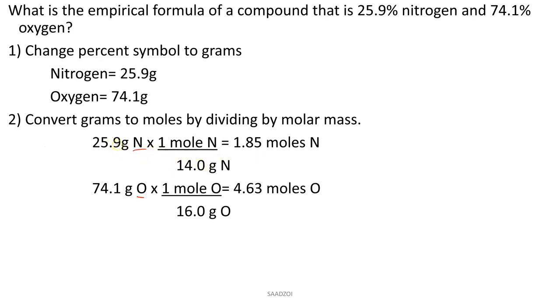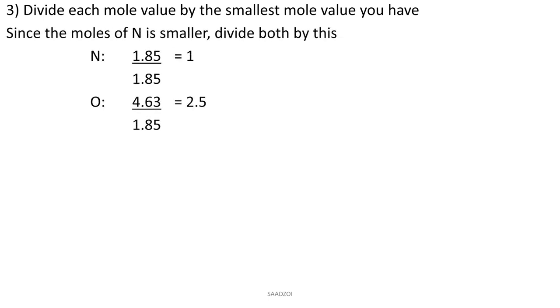So 25.9 divided by 14 gives you 1.85. This gives you 4.63. Which one is the smallest mole value? This. Divide both of these by that value. So when we divide 1.85 by 1.85, we just get 1, right? And if we divide 4.63 by 1.85, we get 2.5. Notice this is not a whole number. And no, you cannot round this to a whole number.